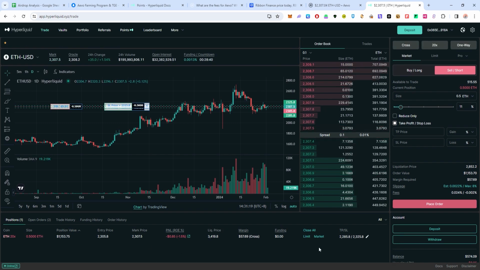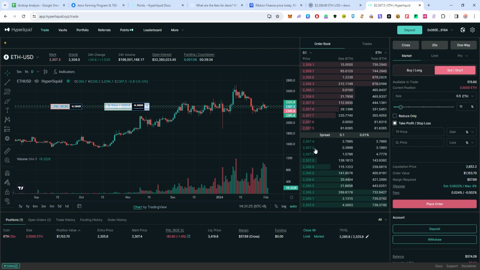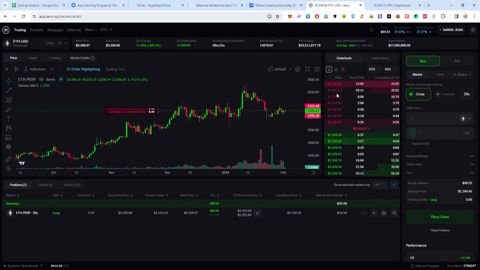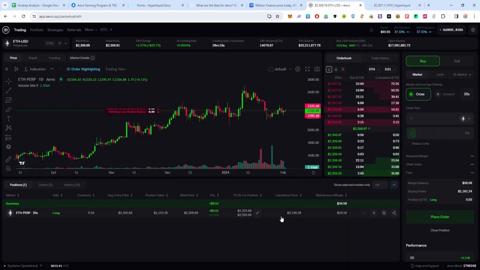But there is a risk involved, and the risk involved is this price difference. You look over here, the price is trading at 2307.4, but it's trading at 2306.86 on the other platform. This means there is a slight deviation in the price action, and on one platform it could trigger your stop loss or take profit without triggering the stop loss and take profit on the other platform. That's what I mean by the risk involved.